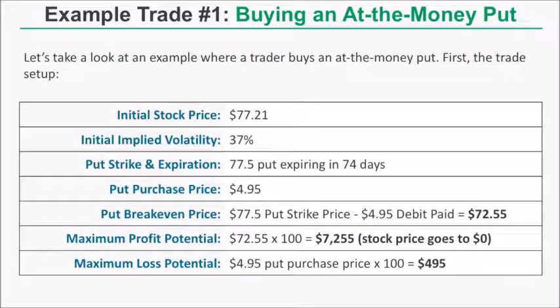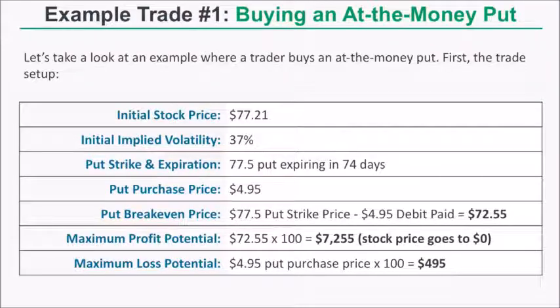Alright, so now that you know the theory behind the long put position, let's take a look at some real trade examples to show you how a long put might perform as the stock price is changing through time. The first example we're going to look at is where a trader buys an at-the-money put. An at-the-money put is where the strike price is right by the current stock price upon entering the trade. So here's the setup. The initial stock price is $77.21. Initial implied volatility is 37%. The put strike we're going to look at buying is the 77.5 put expiring in 74 days.